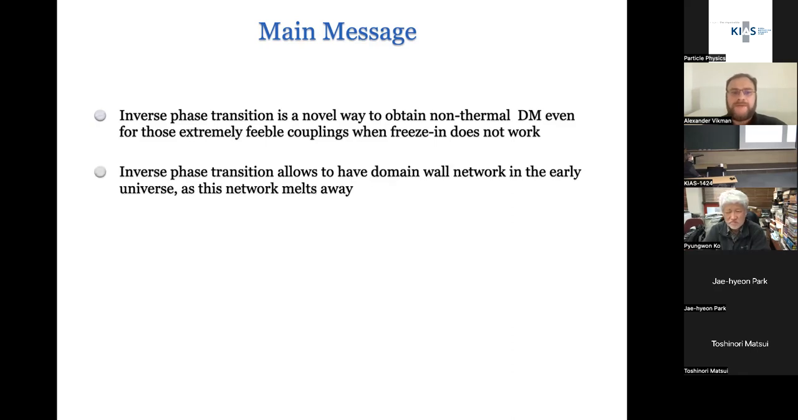Then this inverse phase transition actually allows a domain wall network in the early universe. And this domain wall network is what people usually say cannot exist, because it will overclose the universe, since it does not decay fast. But here, this network actually melts away due to the inverse phase transition, and therefore you could have such an interesting structure of defects in the early universe.